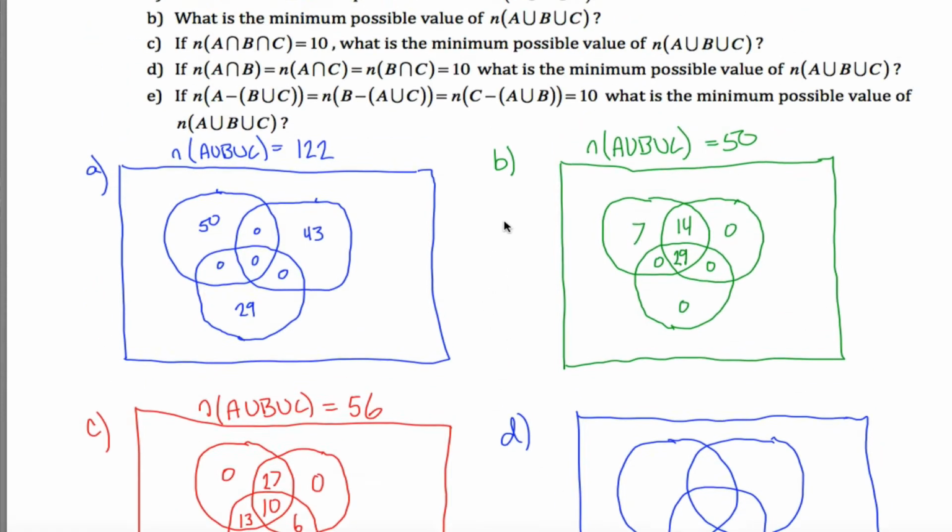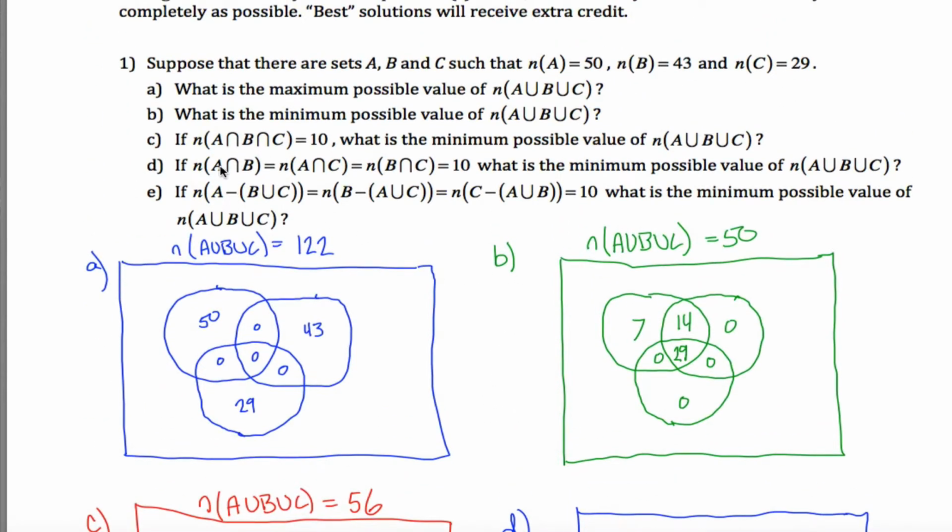And for part D, I want the intersection of A and B to be the same as the intersection of A and C to be the same as the intersection of B and C. In other words, I want 10 in each of those intersections. So the question becomes, what is the minimum possible value of the union?